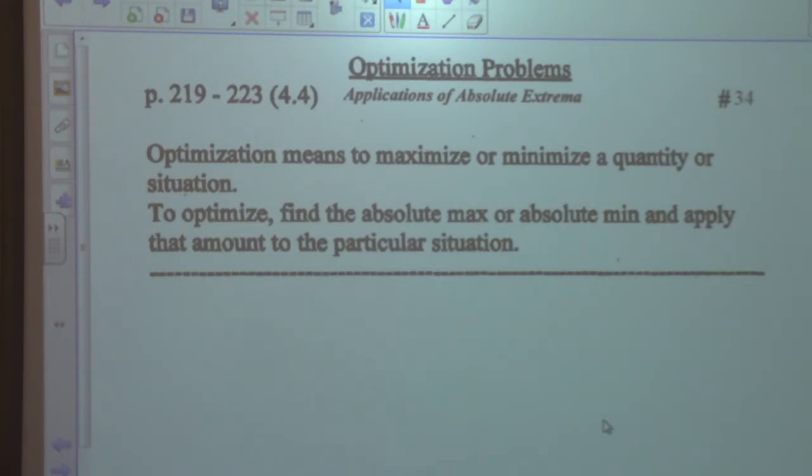So extreme value theorem tells you that if a function is what in a domain? If a function is continuous in a domain, there has to be an absolute maximum and an absolute minimum, right?